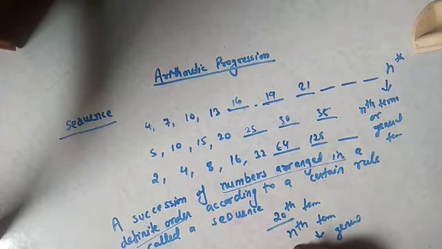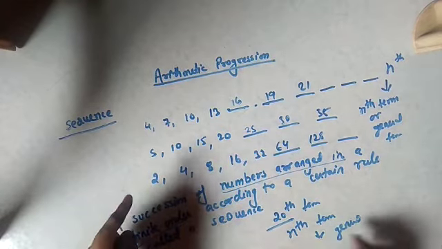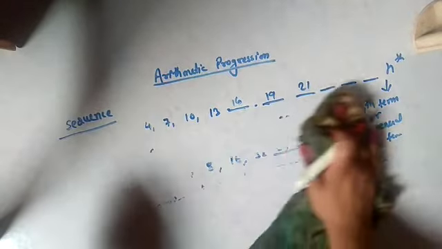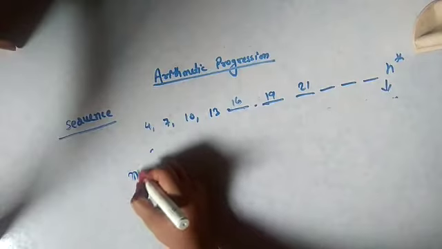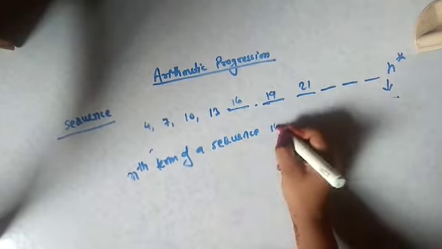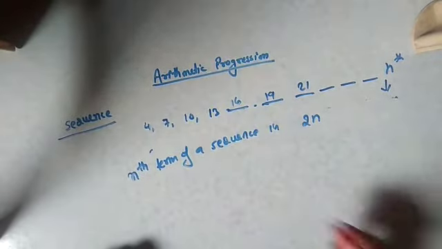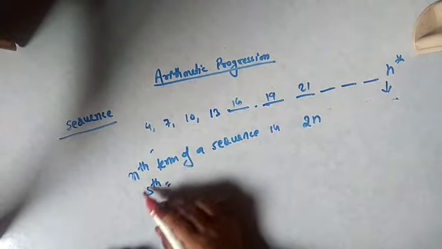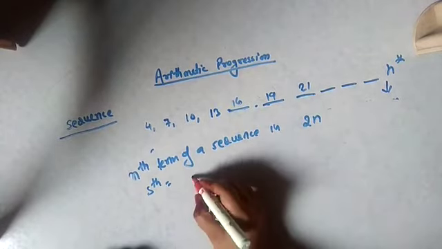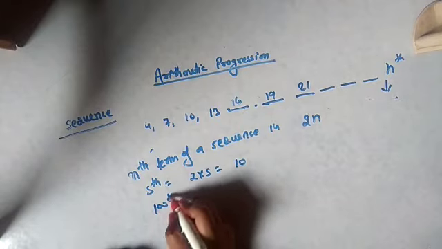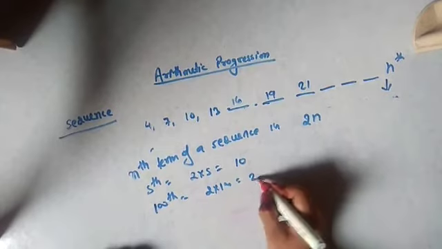If we know the nth term of any sequence, we can find any term of that sequence. Okay, see how. Suppose it is given that the nth term of a sequence is 2n. And if it is asked what will be its fifth term, then fifth term means we have to substitute n equals 5 in this nth term. So it will be 2 into 5, that is 10. In the same way, if anyone asks you what will be its 100th term, it will be 2 into 100, that is 200.